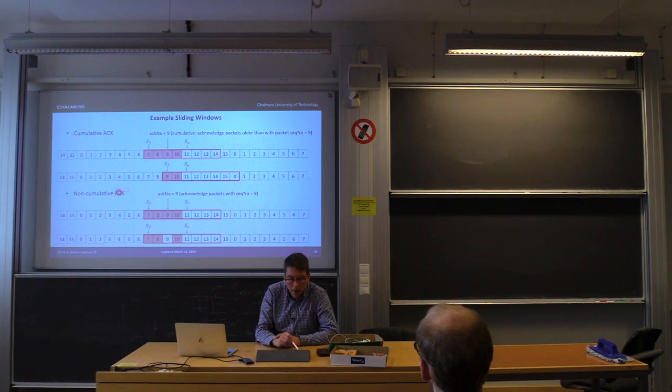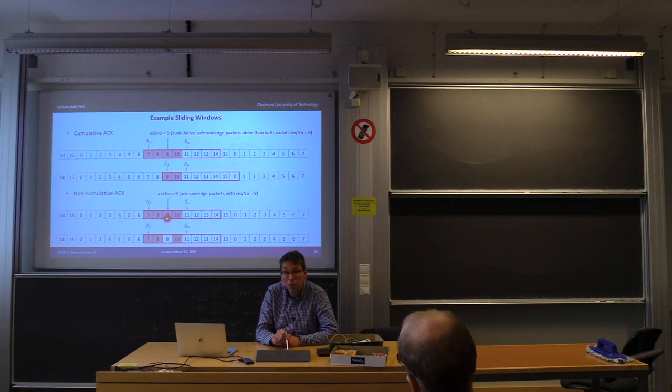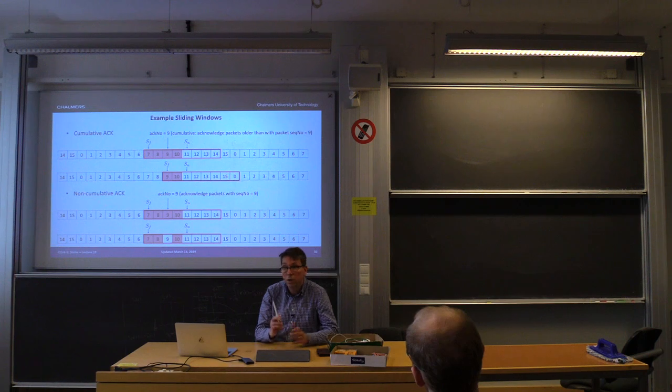Okay. If it's non-cumulative, and we get the same type of acknowledgement, it just means that I received exactly 9, right? So you see the difference here? In this case, we have not received 9, but in this case, we have received 9. In this case, we have received everything which is older than 9. In this case, we have only received 9. That's the interpretation of the ACK. So it's a little bit different from protocol to protocol.